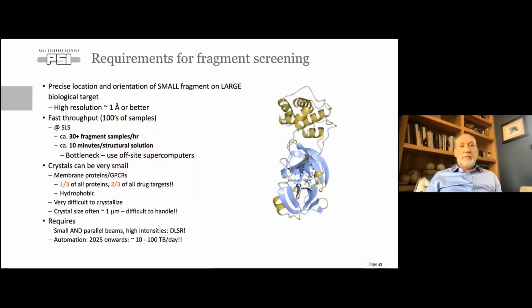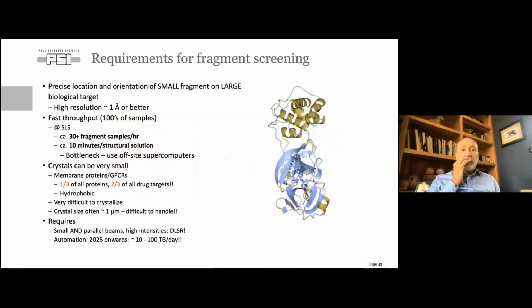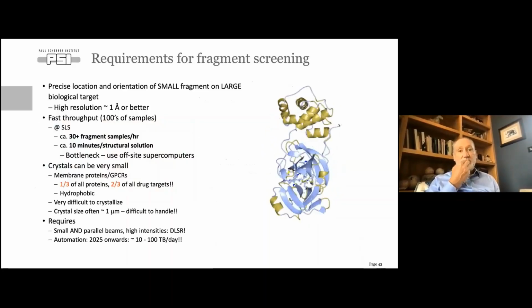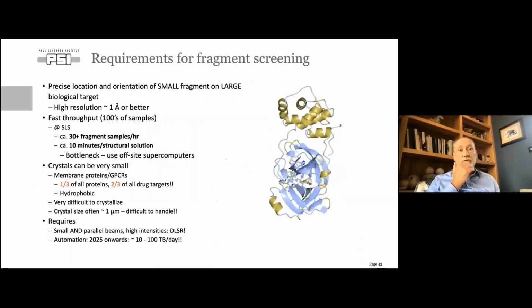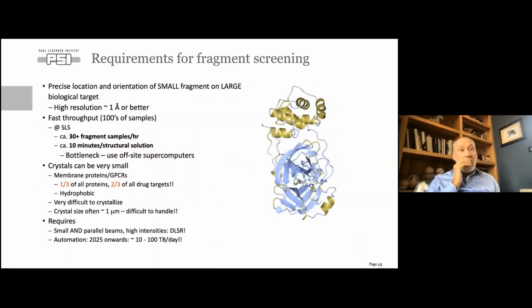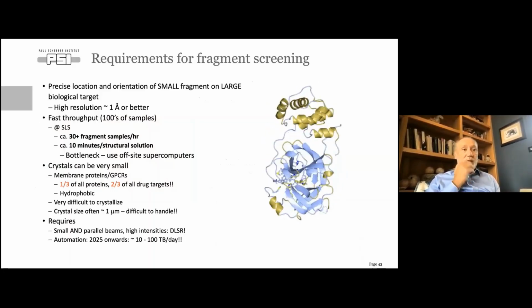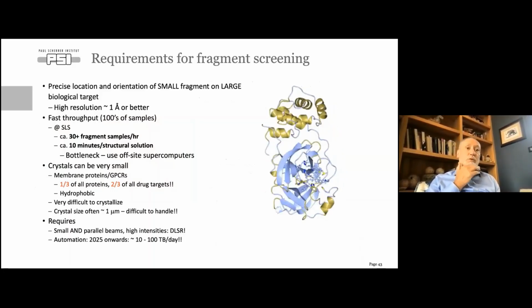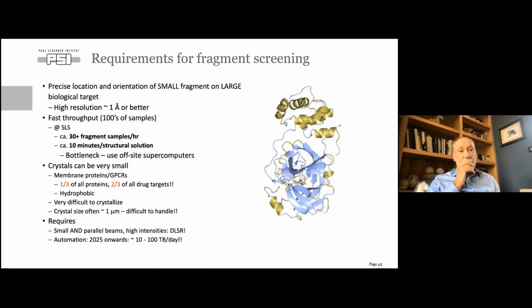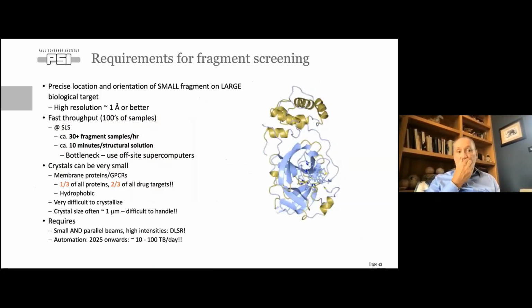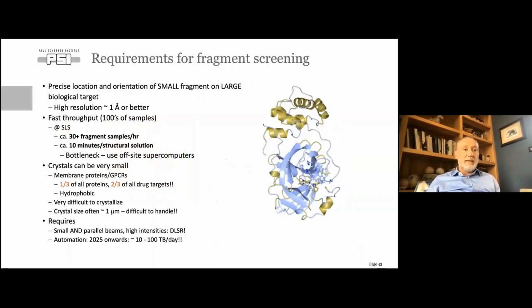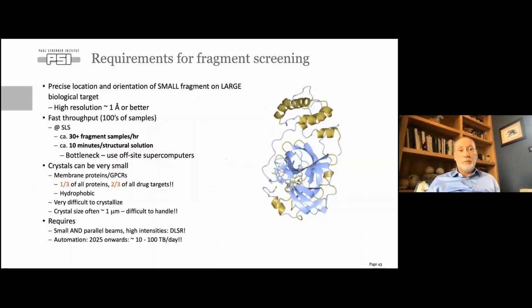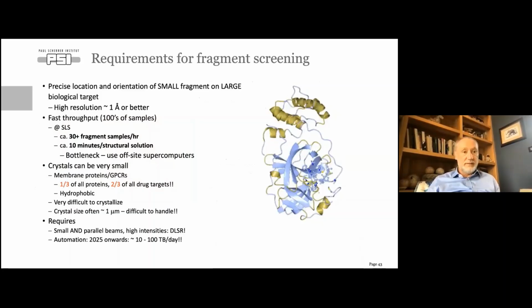So the precise location and orientation of small fragments on a large biological target is important for fragment screening. So we really need high resolution of about an angstrom or better, and a fast throughput. Presently, we can get through about 30 fragment samples per hour, and it takes about 10 minutes to get a structural solution. So the bottleneck is really the use of off-site supercomputers to accelerate this a little bit.